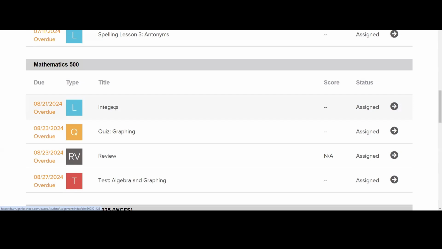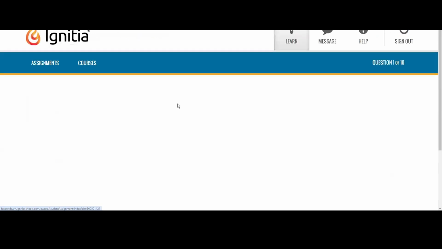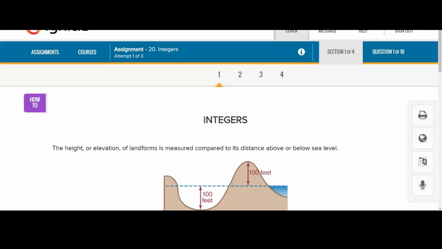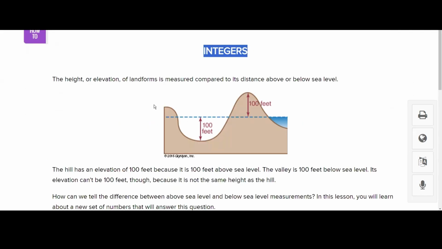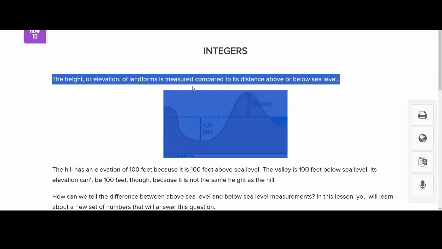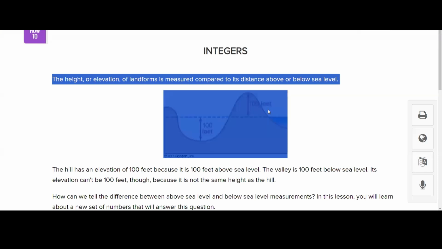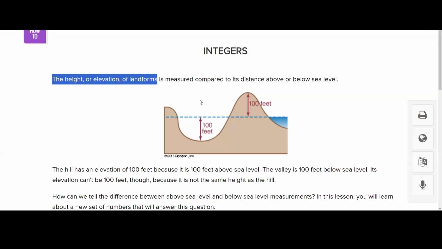Okay, maybe tomorrow. Yeah, let's quickly go through this one then. So please concentrate, okay? Okay. Integers. The height or elevation of landforms is measured compared to its distance above or below sea level. Can you see this? The height or elevation of landforms. Yes, very good. So it's usually measured above the sea level.